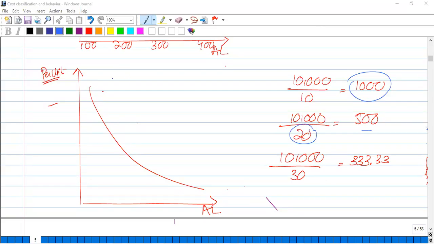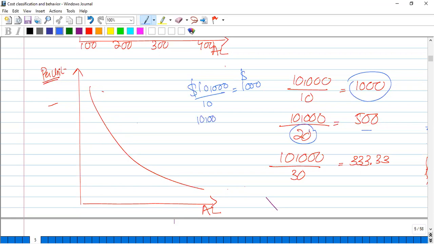This is the graphical representation of the fixed cost per unit graph. Let me explain this graph with the help of one example. For example, the rent of a farmhouse is $10,000. If me and my 9 friends, a total of 10 friends, are going to a farmhouse, the per head cost would be $1,000.